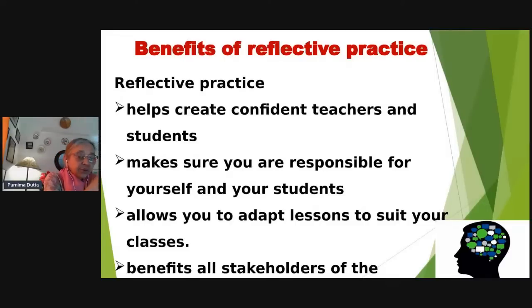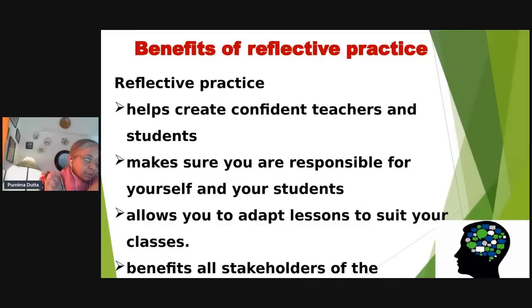So when you do this kind of reflection, you are responsible for yourself as a teacher, that you have ensured that you are able to teach them effectively, and you're taking responsibility of your students as well. Also, all of these are interlinked as you would see, it allows you to adapt lessons to suit your classes. In some schools they still have sections where section A is the highest performers, section B is average performance, and so on.